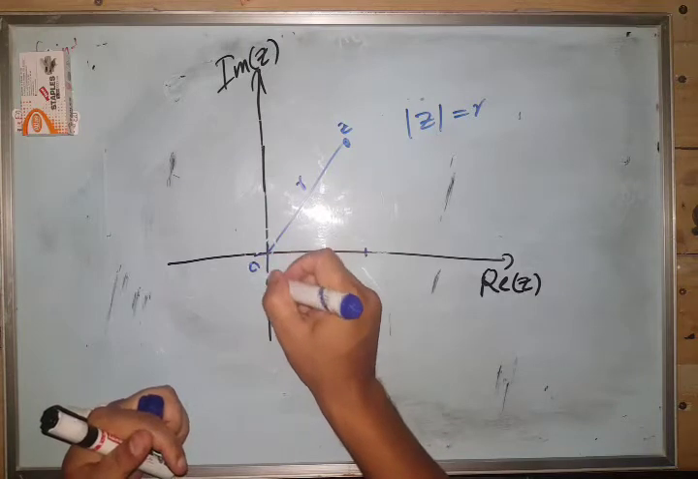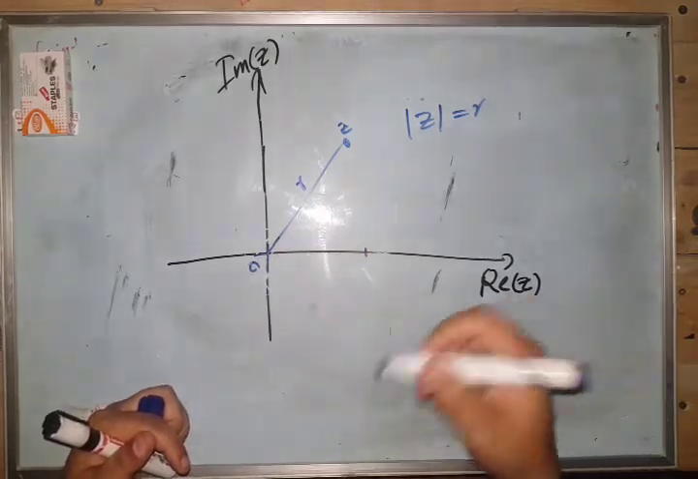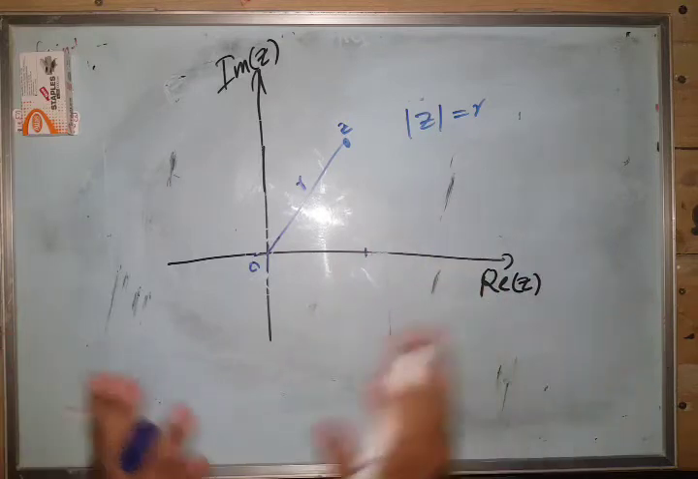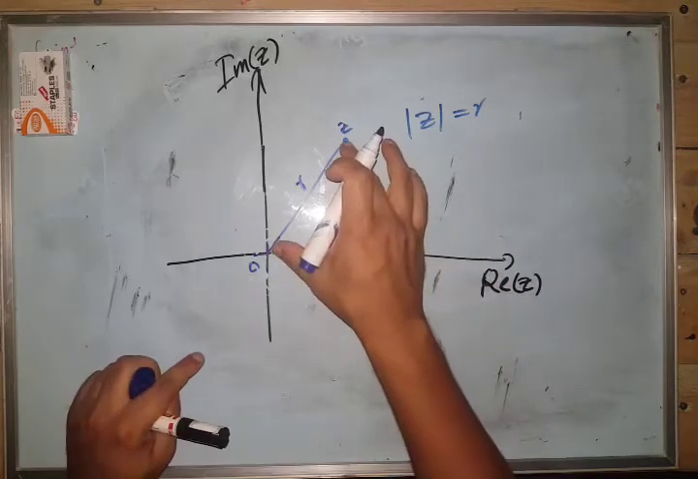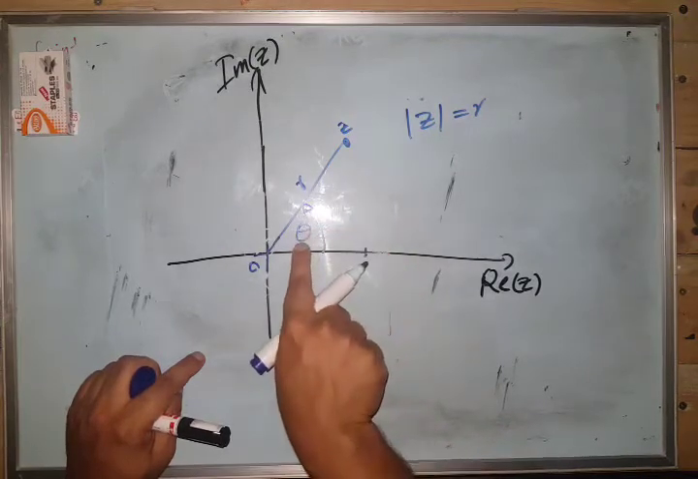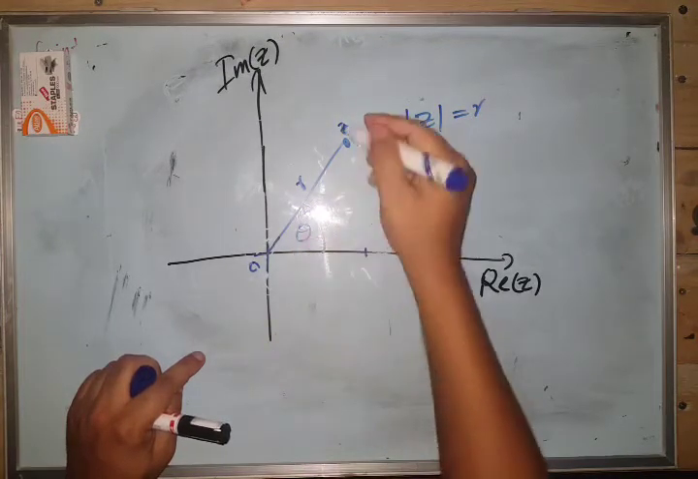In order to avoid that, you have to also specify the direction. This is just like a vector: you have a magnitude and you have to mention the direction. The direction is called the argument of a complex number, right?